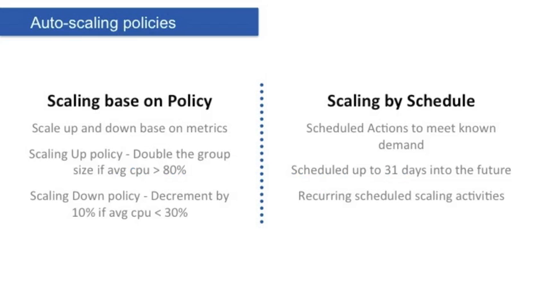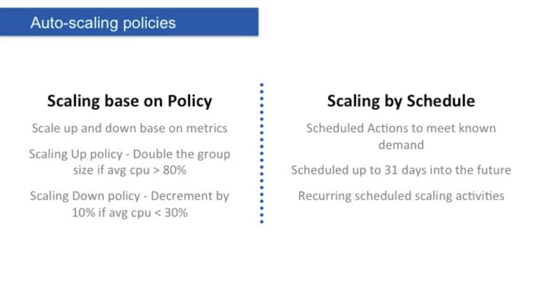So a couple of examples here of scaling by policy based upon metrics from CloudWatch is to double the group size if the average CPU is greater than 80%. And we can do that and ensure that the average CPU is greater than 80% for, let's say, 3 minutes consecutively before we take the action. And scaling down, likewise, would be decrement by, let's say, 10% if the average CPU is less than 30% for another given time. And we could say 1 minute, 3 minutes, 5 minutes, whatever.